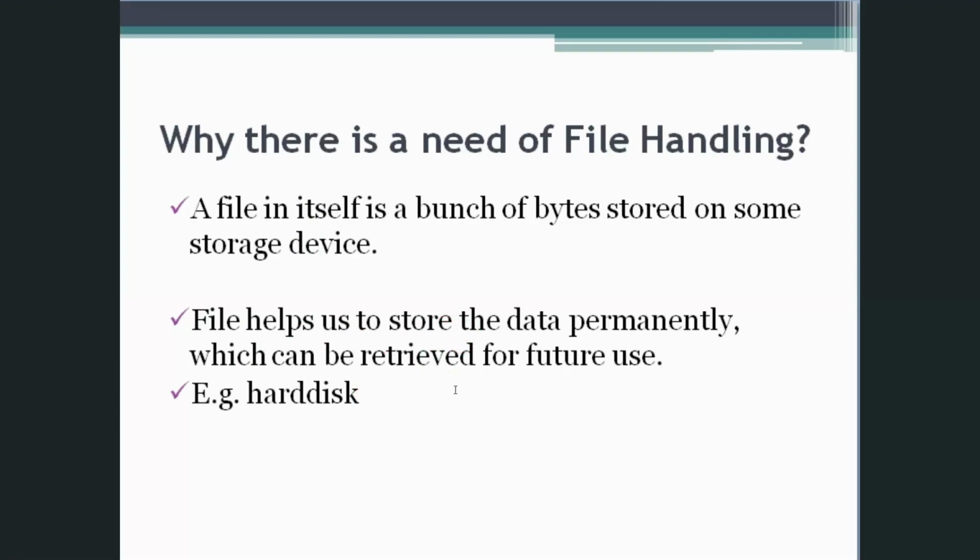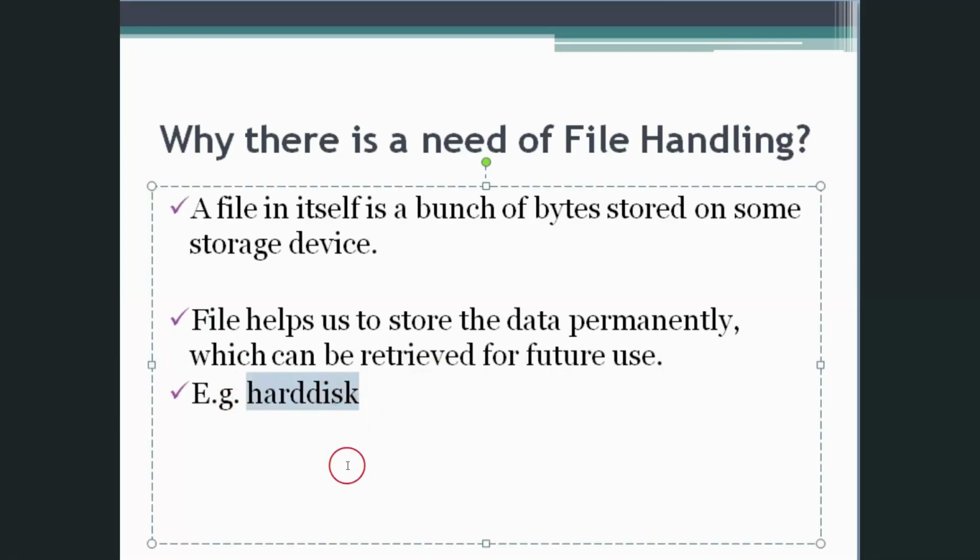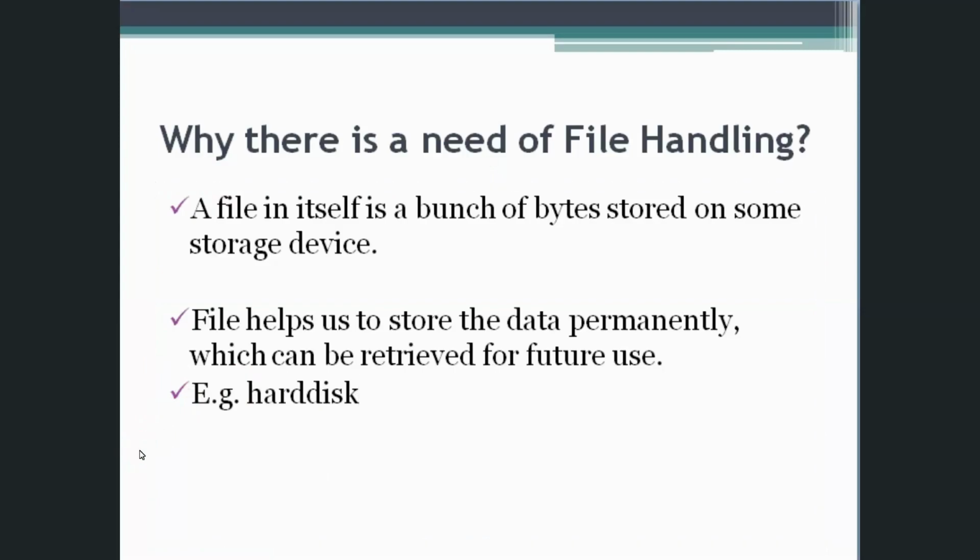So why are we going for a file? A file is used for storing data in a permanent form, and we are able to retrieve the data whenever it is needed. For example, a hard disk. In the hard disk we can store movies, songs, and data like project files. Any important things we need to retrieve for further usage, we go for storage, and storage is useful to retrieve the data whenever we need it.